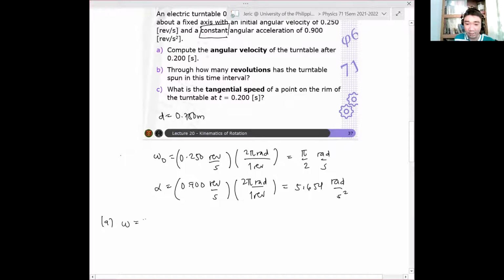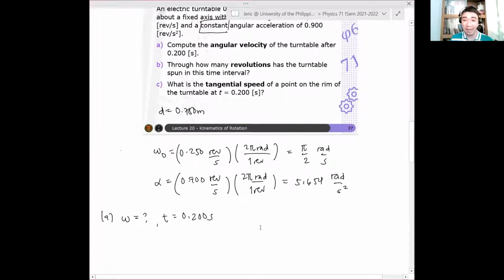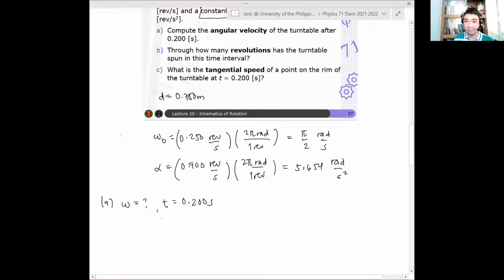So, letter A: what is the angular velocity of the turntable after 0.200 seconds? The question is omega. How do you determine omega given omega naught and alpha? The time is also given. Remember, the angular acceleration is constant, therefore you can use the constant angular acceleration kinematic equations here. We have omega, time, alpha, and omega naught. We have no angular position given. Therefore, what equation can we use? This is just omega equals omega naught plus alpha t, right?